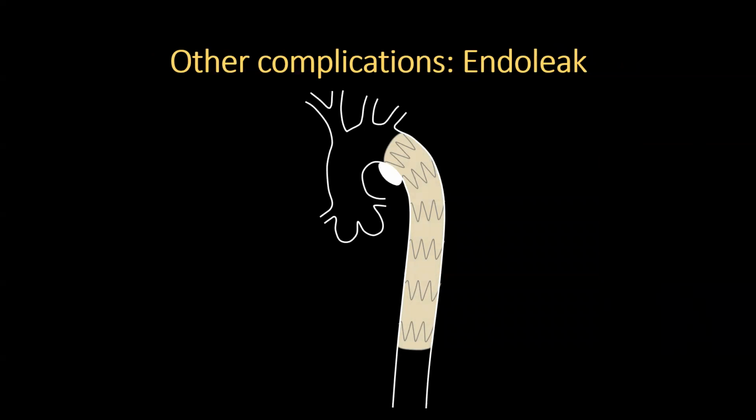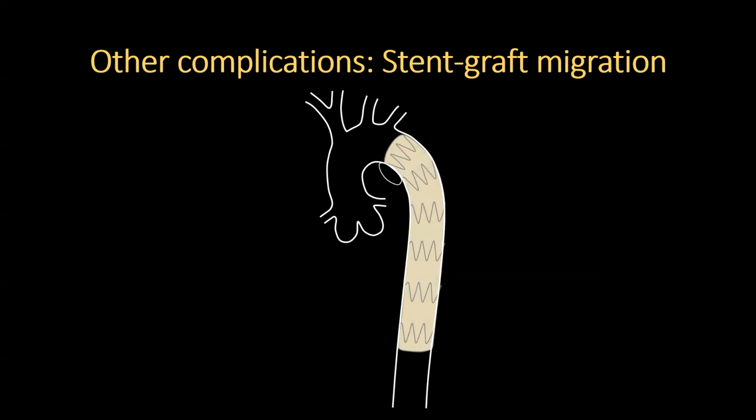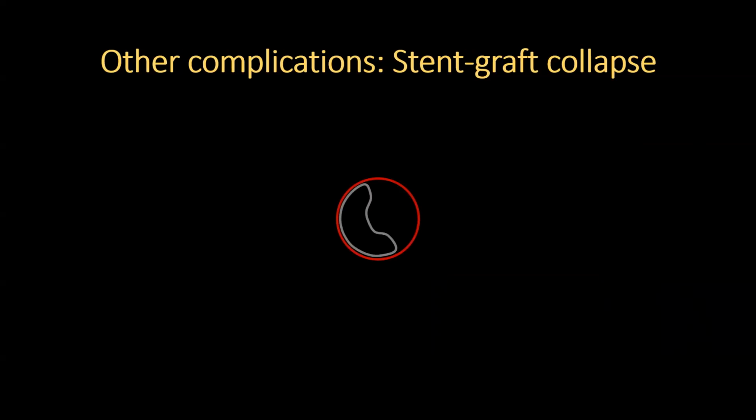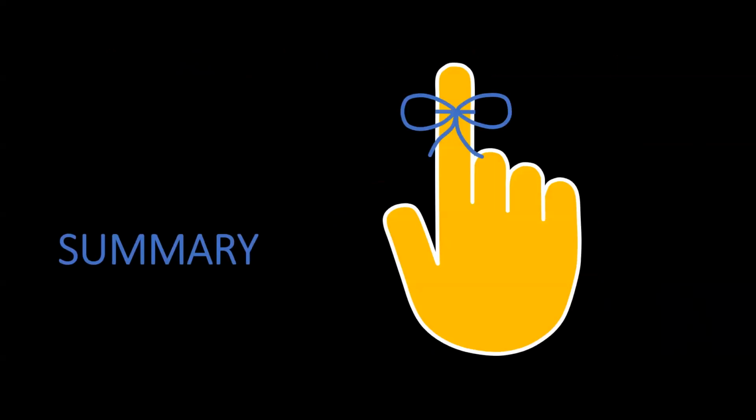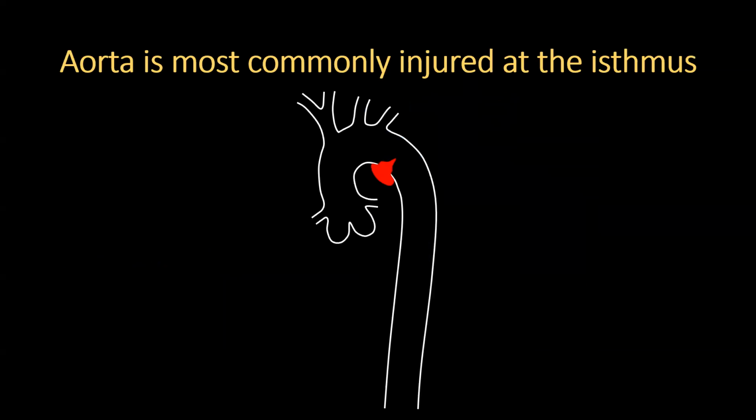Other complications include endoleak, stent-graft migration, and stent-graft collapse. Although these complications are relatively rare and endovascular repair is usually well tolerated. We have reviewed blunt traumatic aortic injury mechanism, classification, management, and post-repair follow-up.